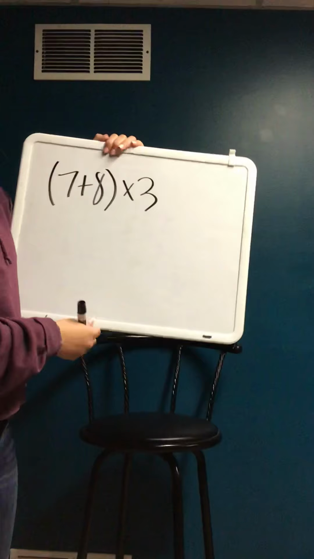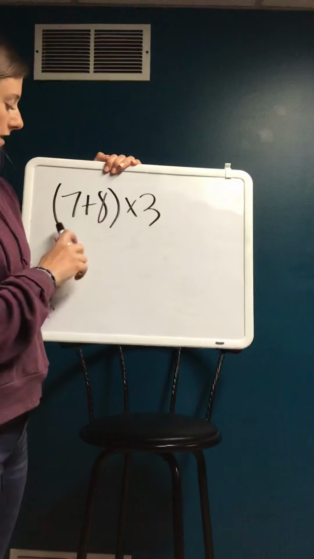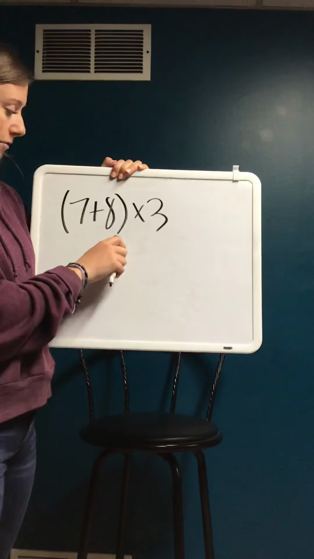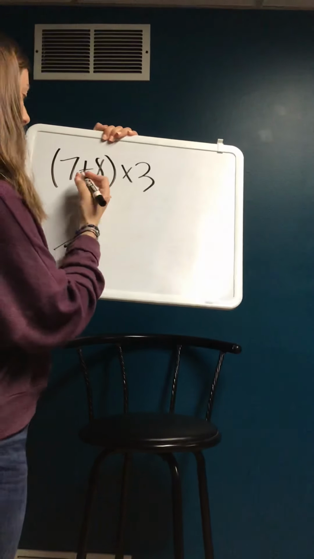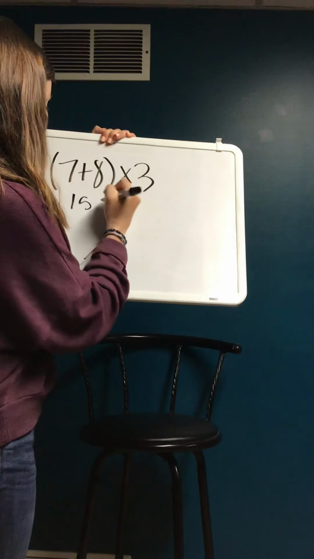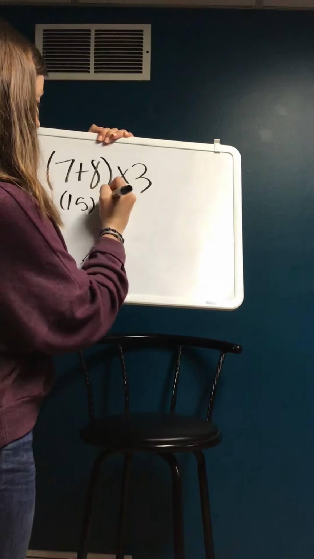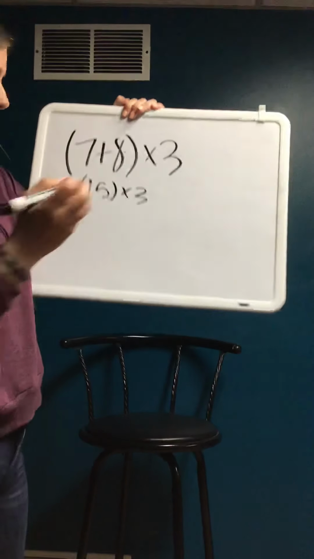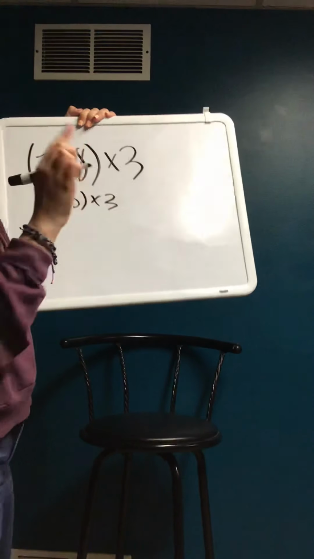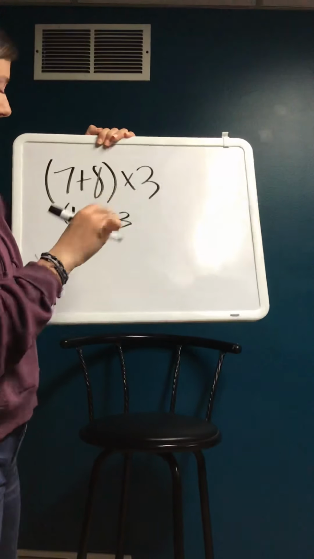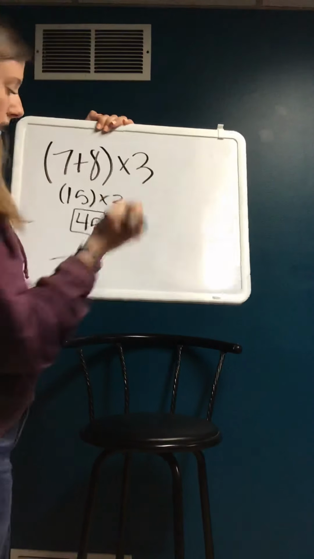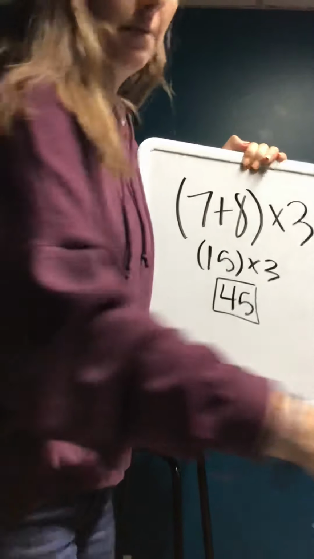Okay, so this is going to be our first problem and our first expression. Our first step is going to be to do the parentheses, because remember PEMDAS, P is first, so we're going to go with what is in the parentheses. So we're going to do 7 plus 8, which is 15, and then we're going to have times 3. Okay, so 15 times 3, and we'll do the multiplication next because there's no exponents, so we're going to skip that, and we're going to go to multiplication, and 15 times 3 is 45. Okay, so that's going to be our answer for that one.